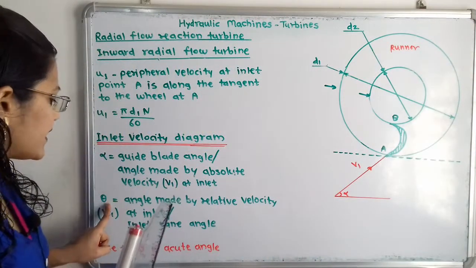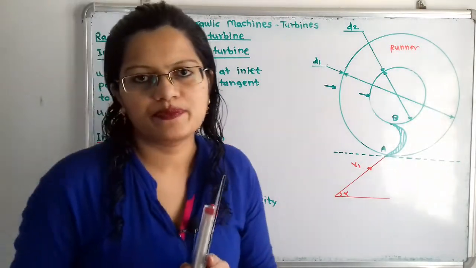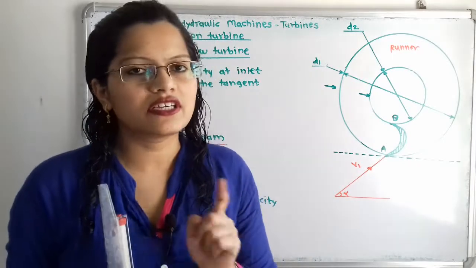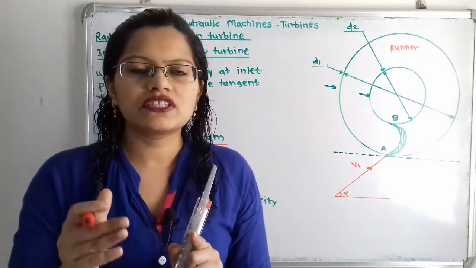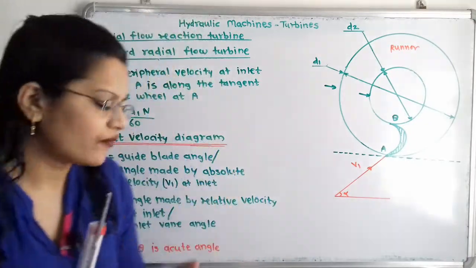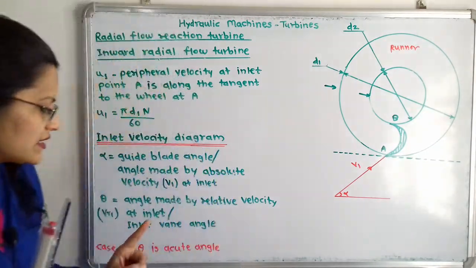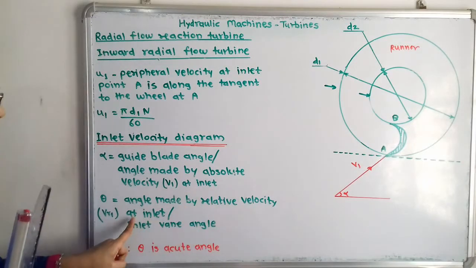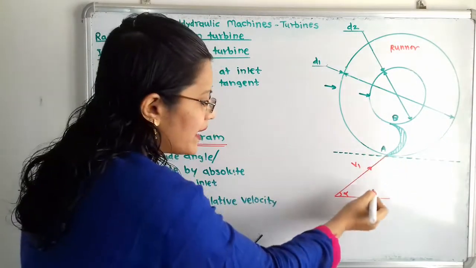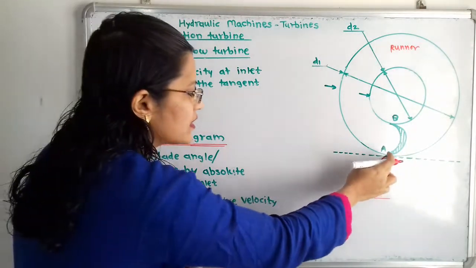Now theta. Theta is the angle made by the relative velocity vr1 at the inlet. Now we are going to understand the velocity diagram at different conditions, and those different conditions are affected by this angle theta. So what is the first condition? The first condition is when this angle theta is an acute angle. And what is this angle theta? That is the angle made by the relative velocity at the inlet. So we have to draw the relative velocity at the inlet tip A, with angle theta being an acute angle.